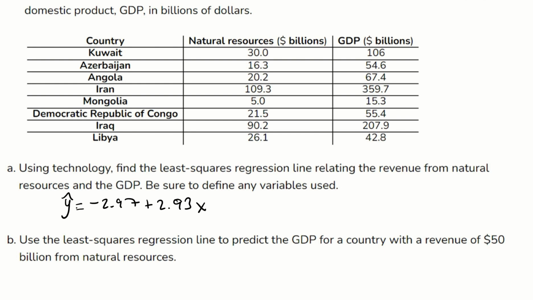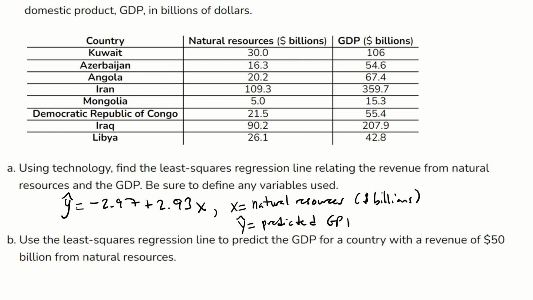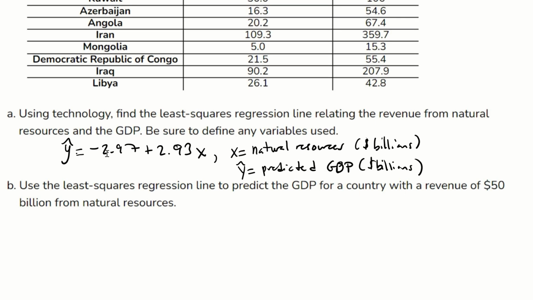Okay, and then we got to define what it is. X equals natural resources in billions, and y hat is predicted GDP, again in billions of dollars. All right, so that's our y hat, or least squares regression using technology.